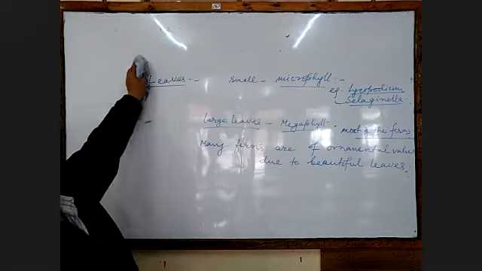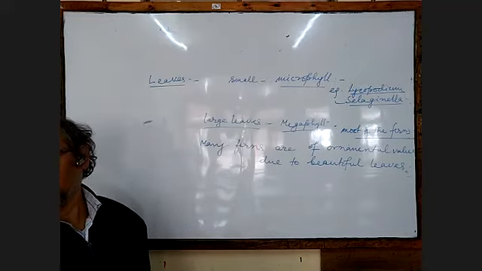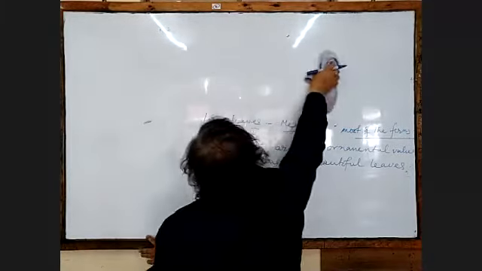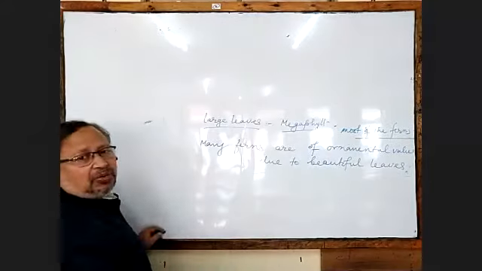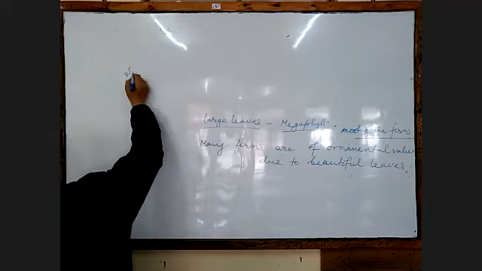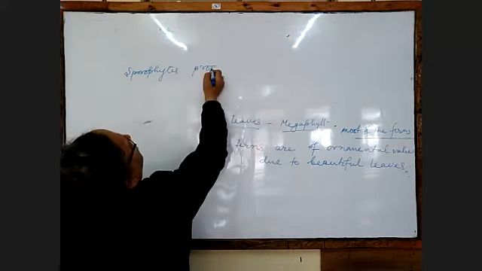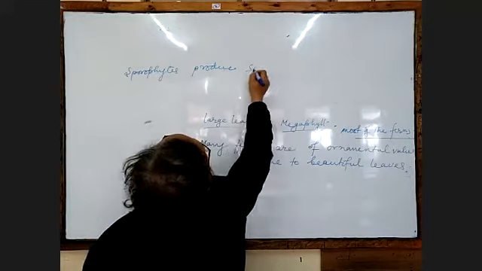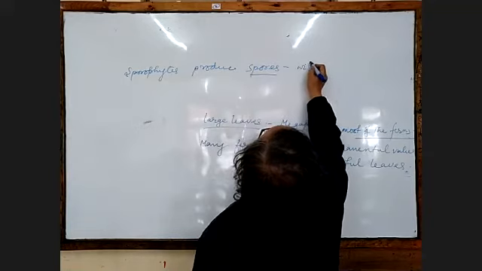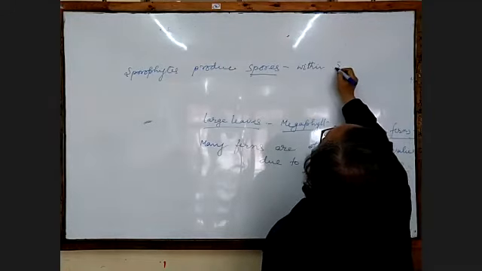The sporophytes reproduce by producing spores. This stem is very much branched, well branched stems are there. Sporophytes produce spores within a sporangium.